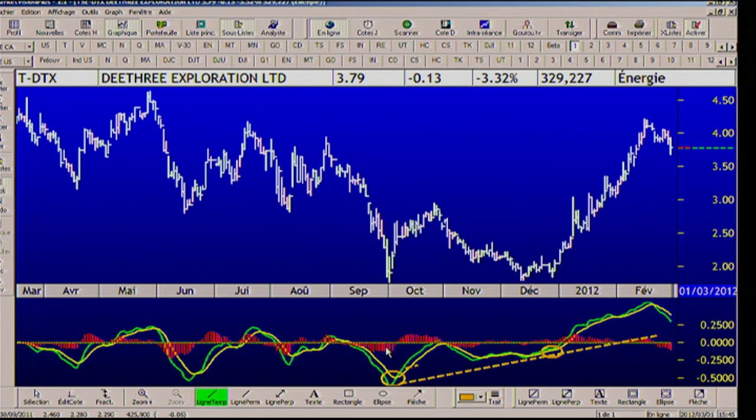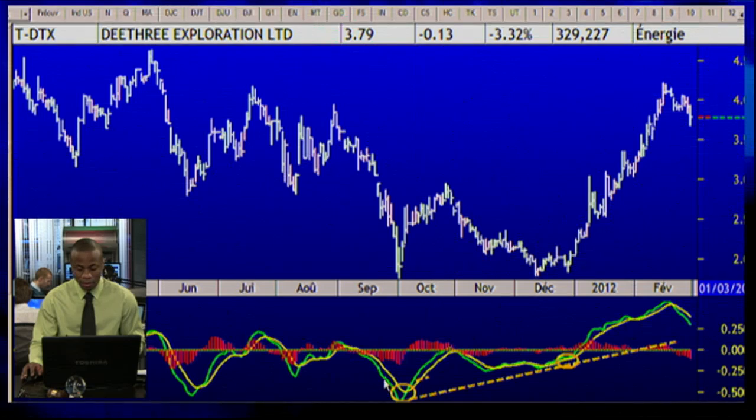This here, the red lines, it's a histogram. So this histogram represents the length between the yellow line and the green line. So the stronger this histogram is, the more downward momentum there is. As you can see here, this histogram was pretty high and the stock really dropped in the month of September. So what is an upward divergence?